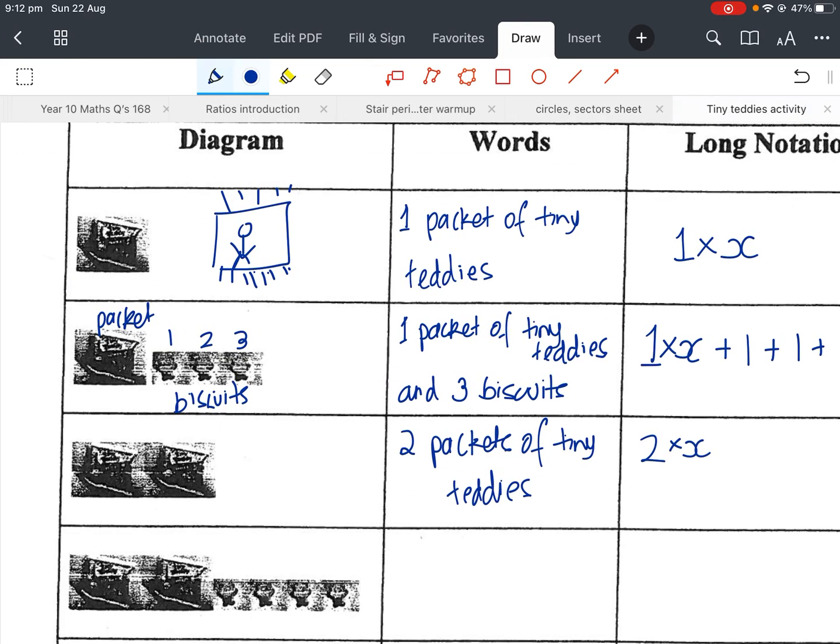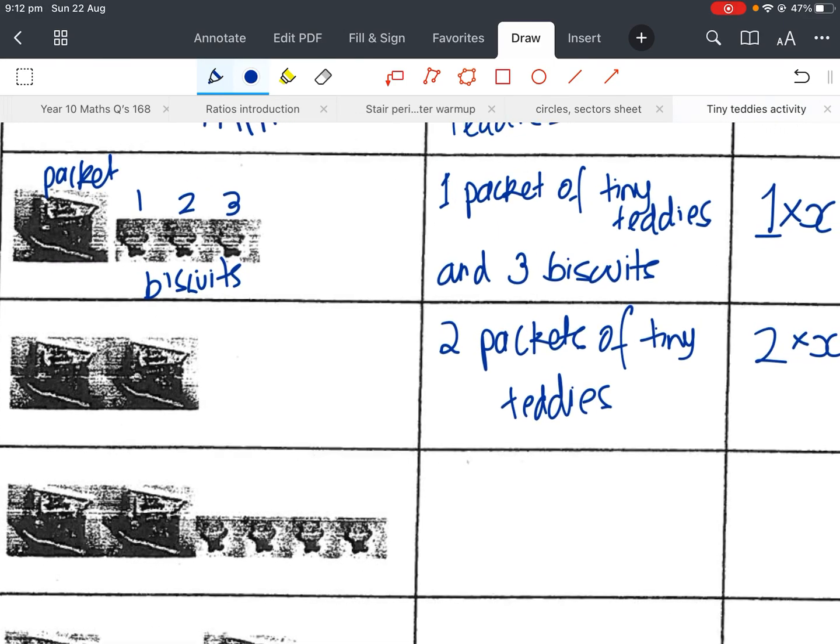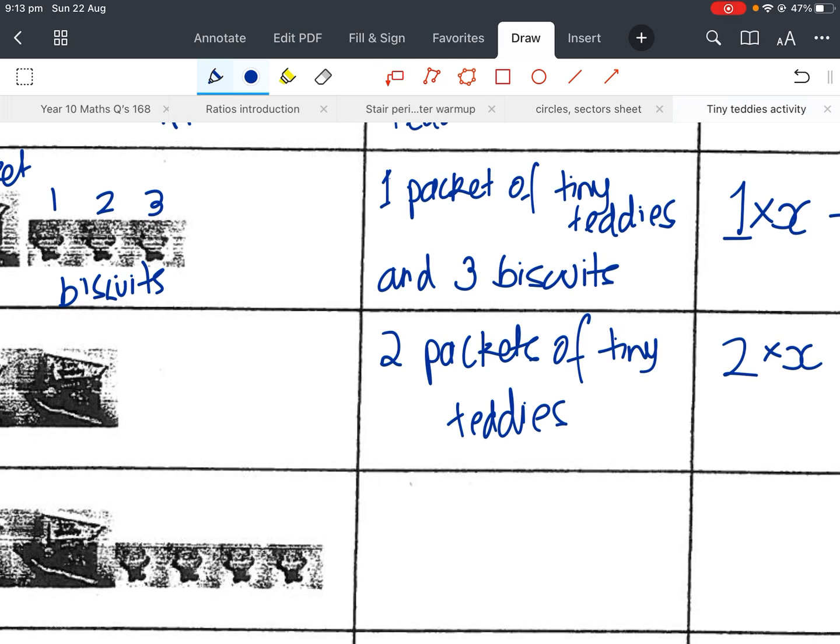Let's see if you can do the next one on your own. Can you pause the video and see if you can write down what are the words, what's the long notation, and therefore what's the short notation. When you're ready, start the video up again and see if you got it right. Pause. All right, here's the answer.